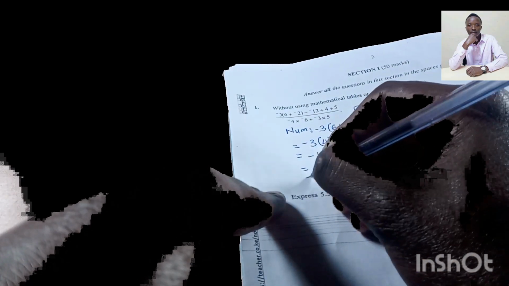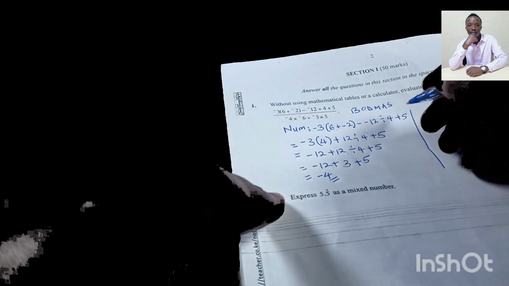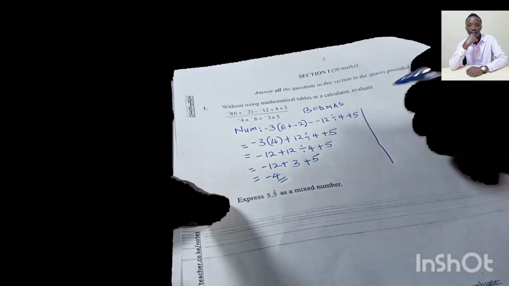By solving that, we are going to get -12 plus 3 is equal to -9. -9 plus 5 will give us -4. By having -4, we have already determined the numerator. We now go to the denominator.